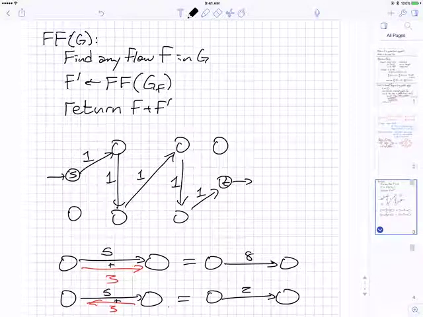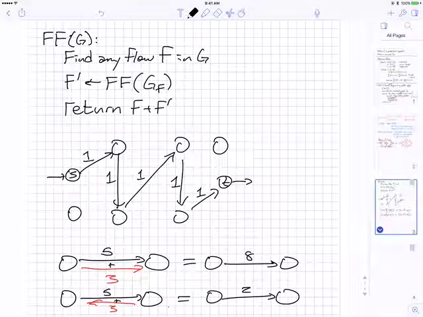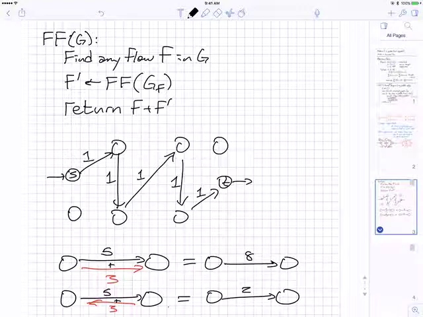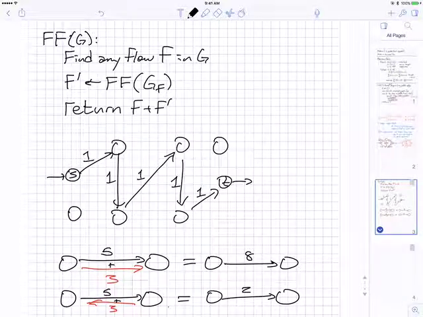In more generality, there are a couple of ways you can think about what's going on here. One of them is that the space of all flows in a particular graph, if you ignore the capacity constraints, and just talk about conservation, is a vector space. You can add them, you can scale them, you can find a basis for them, you can do all sorts of linear algebra stuff to them. I'm not going to talk about that view so much this time.